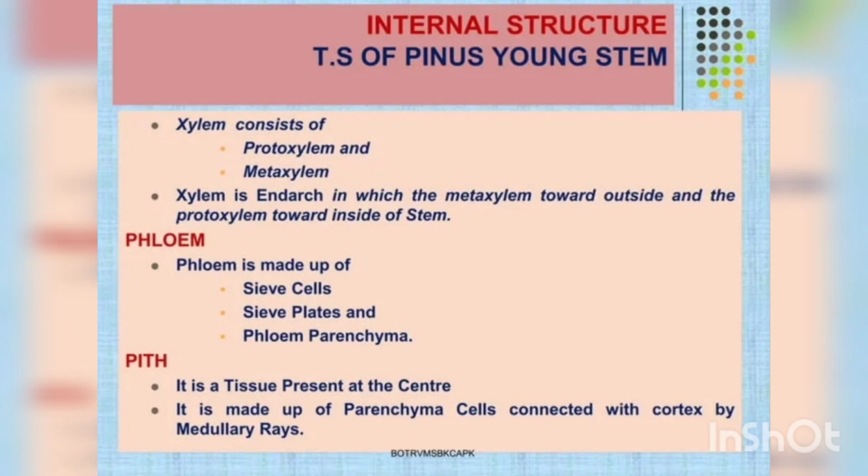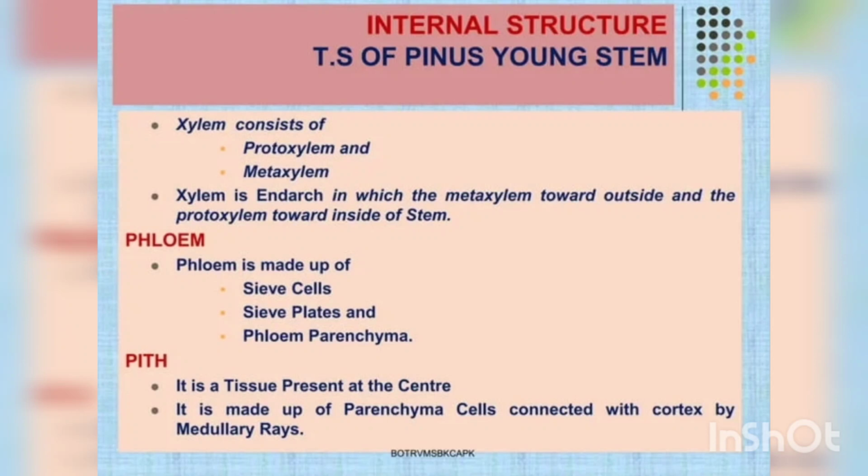Xylem is endarch, in which metaxylem is seen towards the outer region and protoxylem is seen towards the center of the stem. Phloem is made up of sieve cells, sieve plates and phloem parenchyma. It lacks companion cells. That means companion cells are absent. Pith is the tissue which is present in the center, which is made up of parenchyma cells. And it is connected with the cortex by medullary rays.